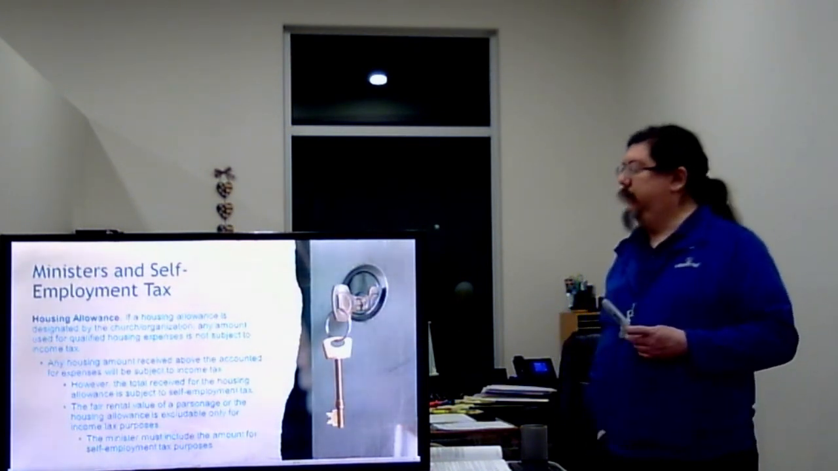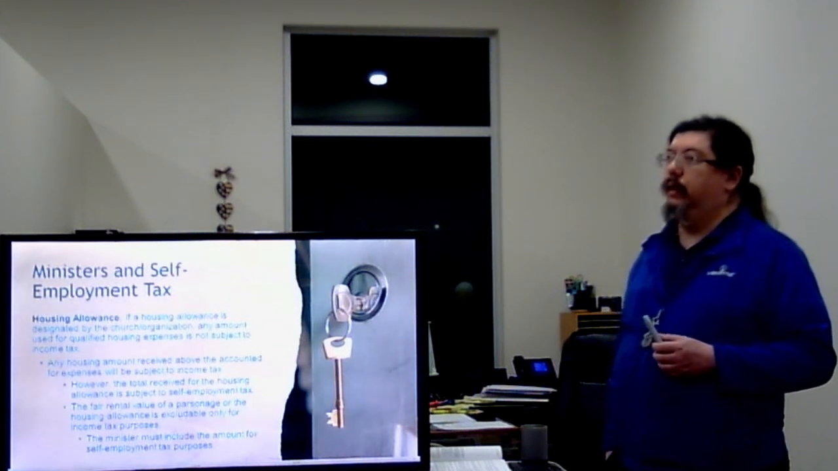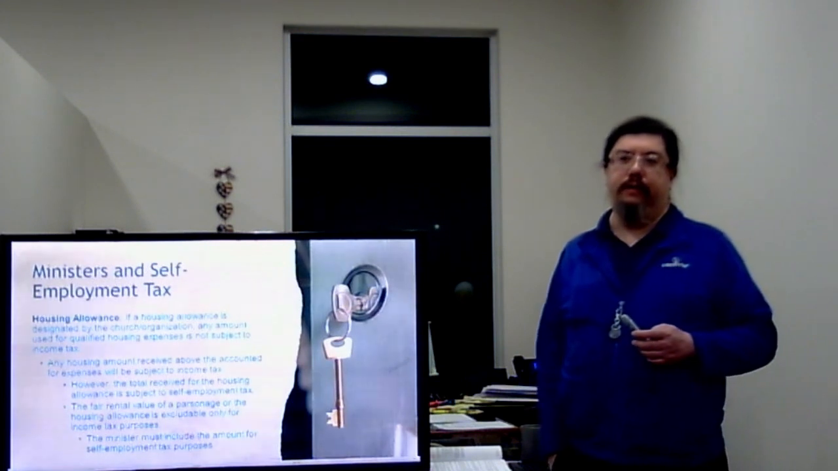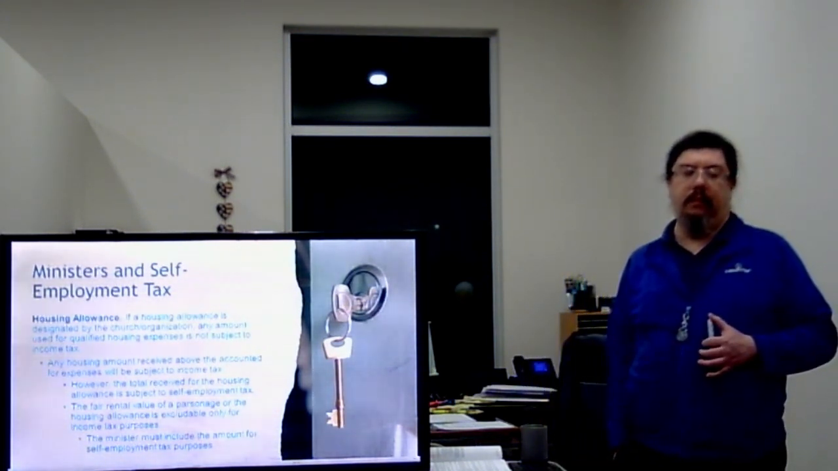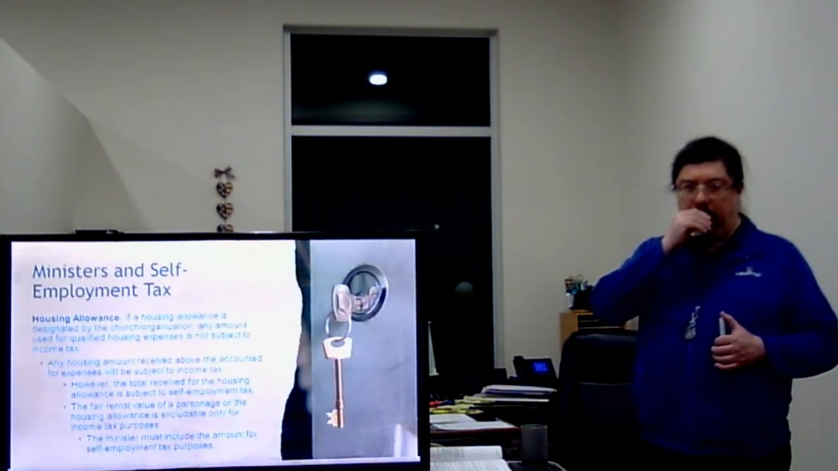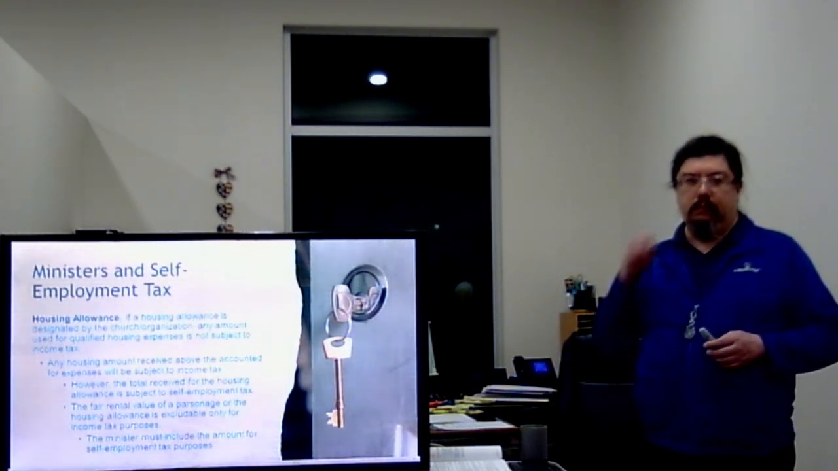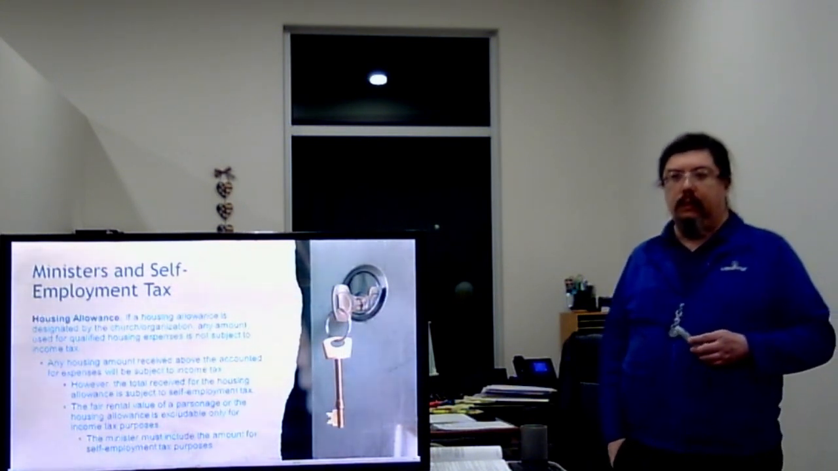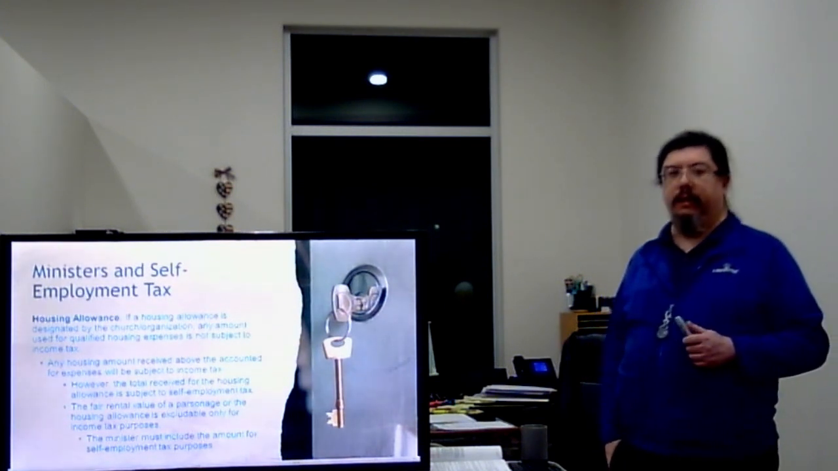So $50,000 for wages, $30,000 for housing allowance, but the whole $80,000 for self-employment tax purposes. If a clergyman purchases a house or already has a house, but there's a housing allowance that's part of their pay, does that complicate the scenario? Yes, it does complicate the scenario.